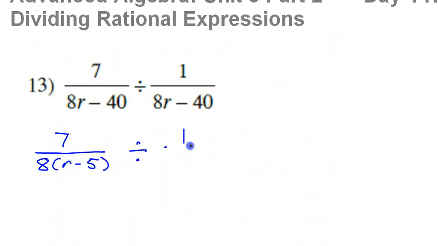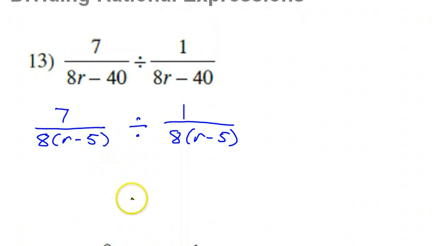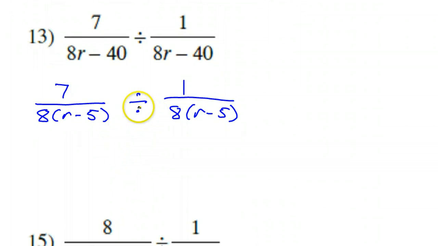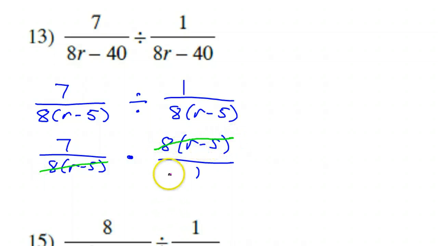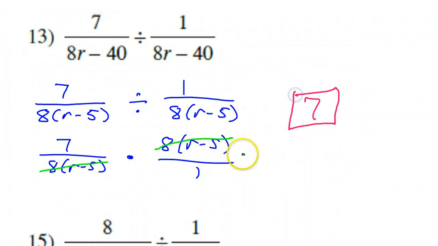So I'll do the same thing here. For the same reason, this will be 8 times r minus 5. Okay, so it's time to multiply by the reciprocal. So this will become 7 over 8 times r minus 5, times 8 times r minus 5 over 1. Of course the 8 and the r minus 5 will cancel out, and that's just going to leave 7. Okay, 7 is the simplified answer.